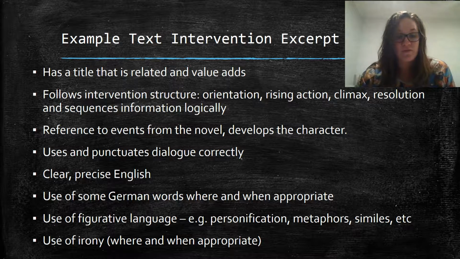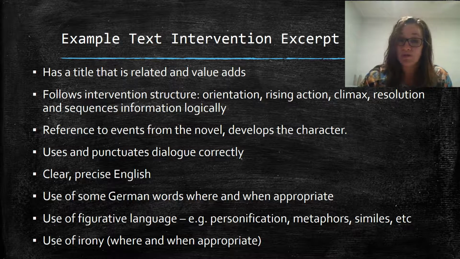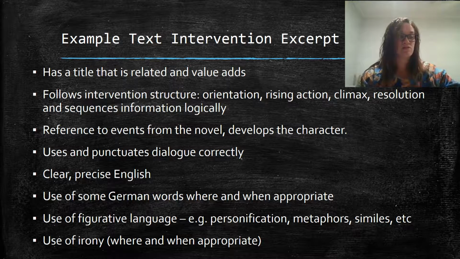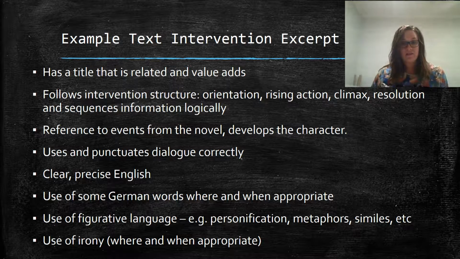You should definitely be using a lot of figurative language to help show, not tell, and we'll go into a bit more detail about that later, but using things like personification, similes, metaphors, onomatopoeia perhaps, to help with your descriptive writing. We also want to see you try and use some irony if and when appropriate. Dramatic irony in the novel is when the audience knows about something but the character doesn't. And then we've also got situational irony, which is when the situation or the event doesn't turn out the way it was thought or we planned it to happen. So if you look at your text intervention booklet, there's more details on those in there. So see if you can develop some irony in your text intervention.